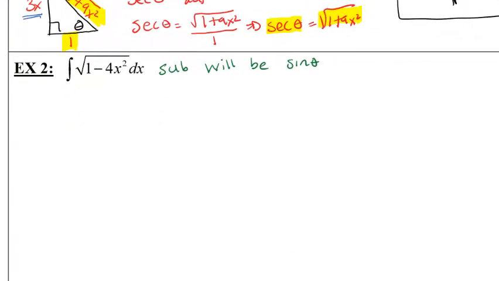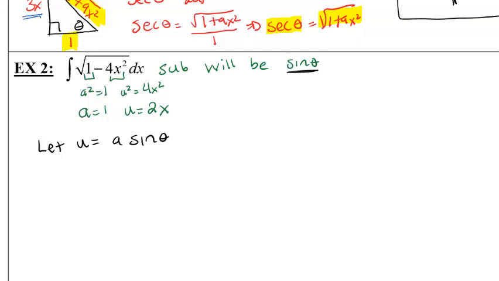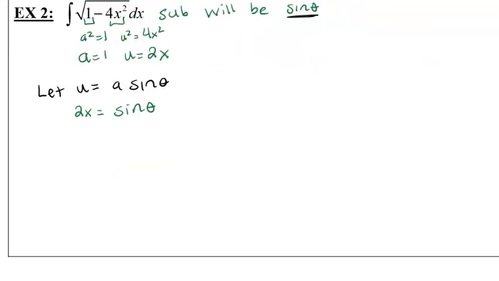What I need to do again is identify what a and u are. Well, this is my a squared. If a squared is equal to 1, that means that a is equal to 1. This is my u squared. If u squared is equal to 4x squared, that means that u would equal 2x. Following along, I need to make the substitution for sine. That means that I need to let u equal a sine of theta. In my case, I'm going to let 2x equal a, which is 1, I don't need to write that, times the sine of theta.